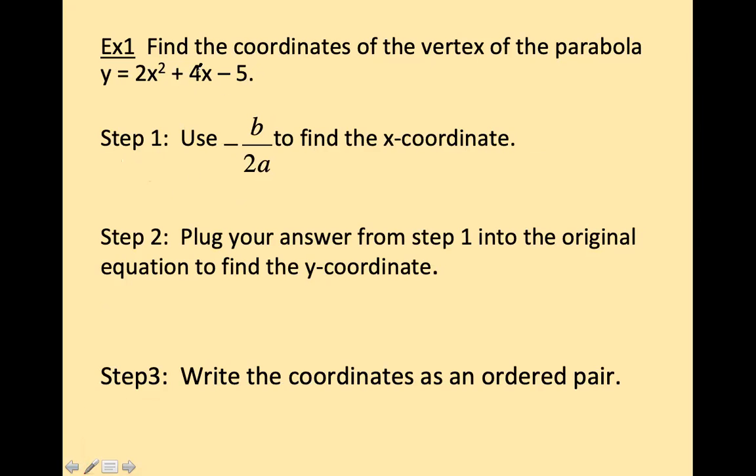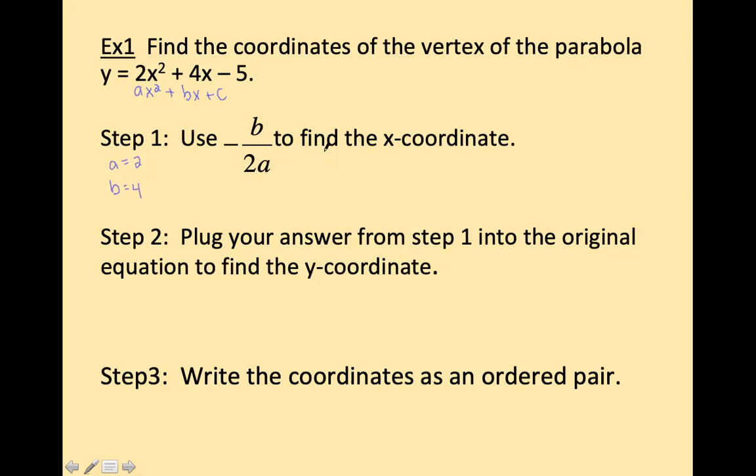Okay, what's our b? Remember, if it's in standard form, it's in the form ax squared plus bx plus c. All right, so this is in standard form. To find the x coordinate of the vertex, we need our a, which in this case is 2, and we're going to need our b, which in this example is a positive 4.